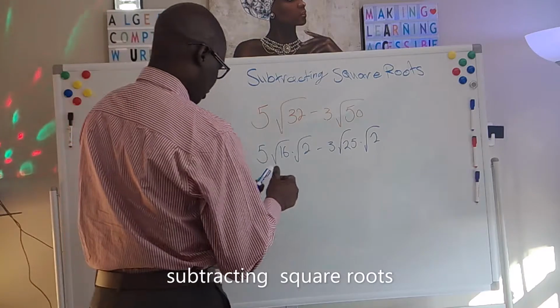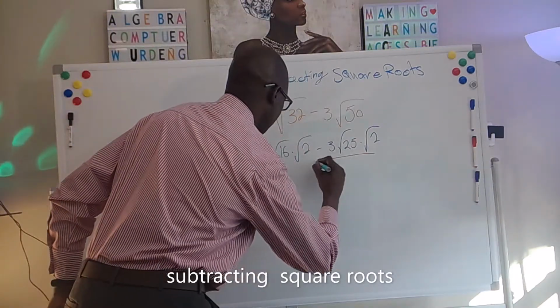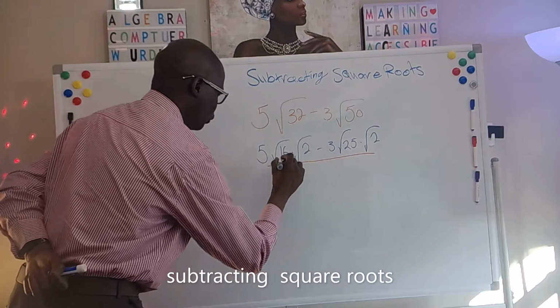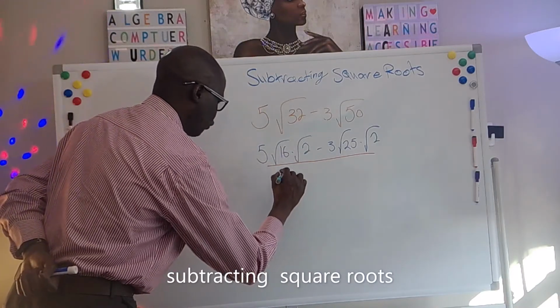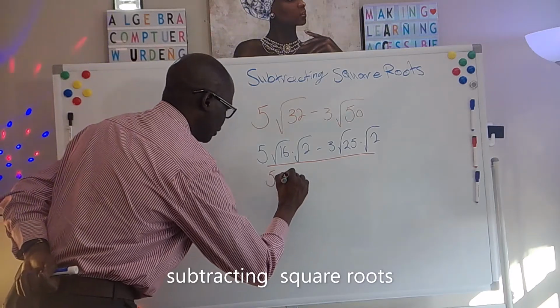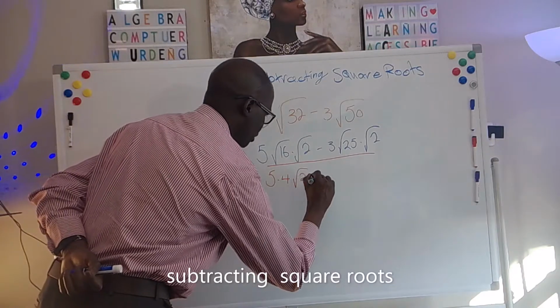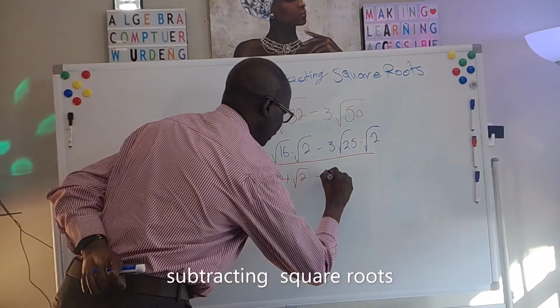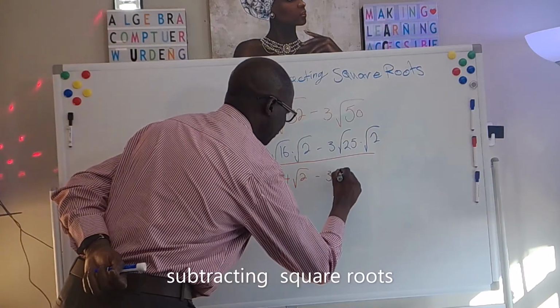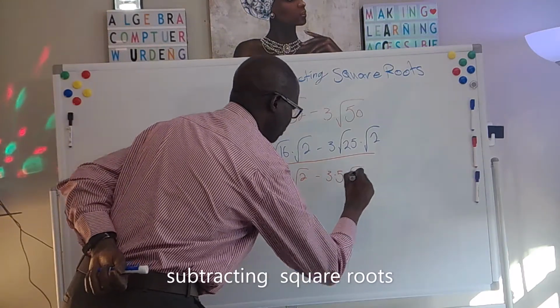From here, we can say that we take the square root of 16, which will be 4. So it will be equal to 5 times 4 times the square root of 2 minus 3 times 5 times the square root of 2.